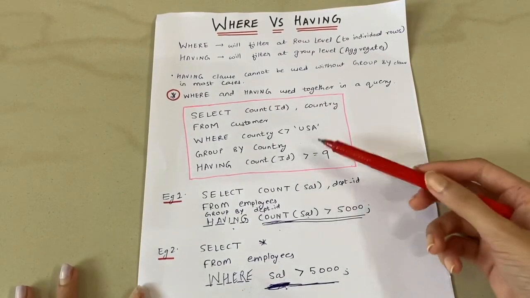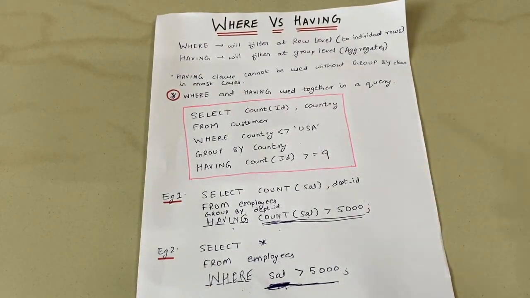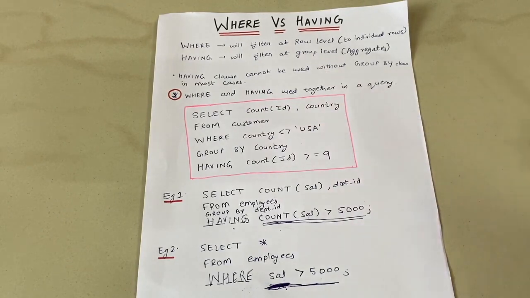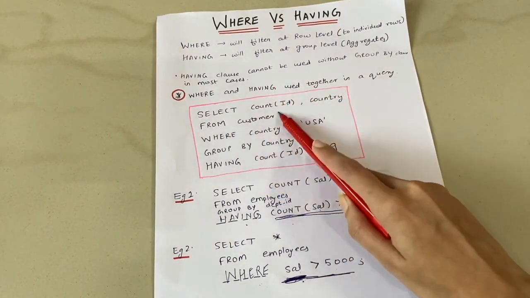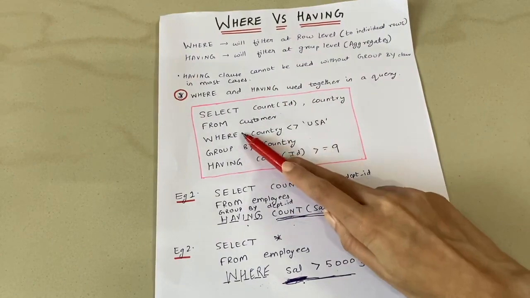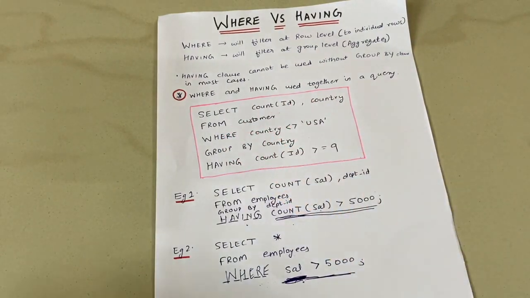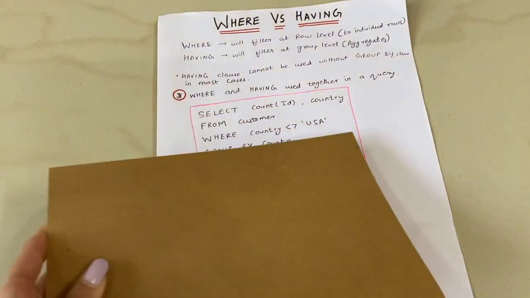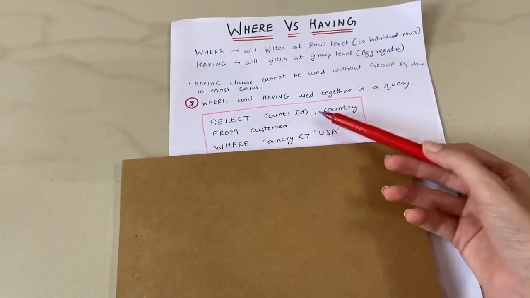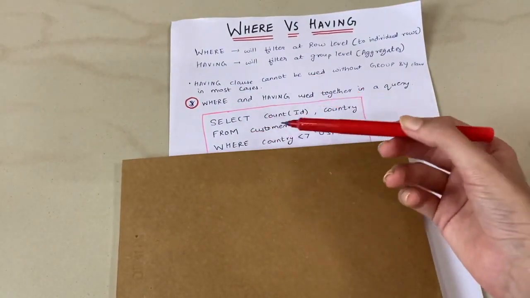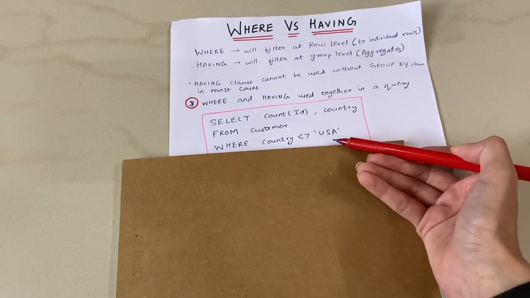Okay, now let's see this example: WHERE and HAVING used together in a query. Can we use WHERE and HAVING together in a query? Yes, we can, definitely. So look over here. Select count of id, country from customer where country is not equal to USA. Just see this much of the query first.